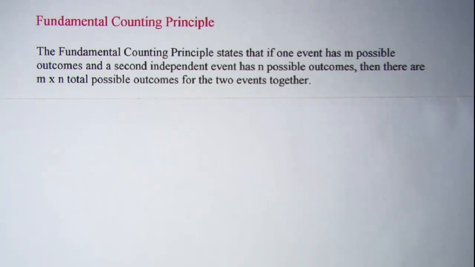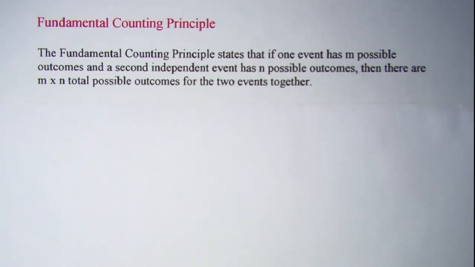In this video, we'll be looking at a few problems that deal with the fundamental counting principle. The fundamental counting principle states that if one event has m possible outcomes and a second independent event has n possible outcomes, then there are m times n total possible outcomes for the two events together.